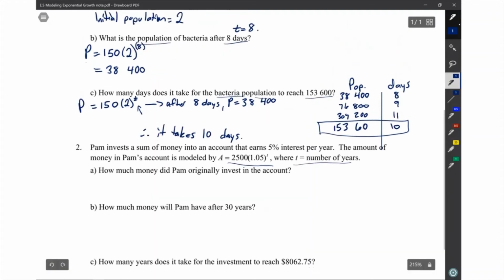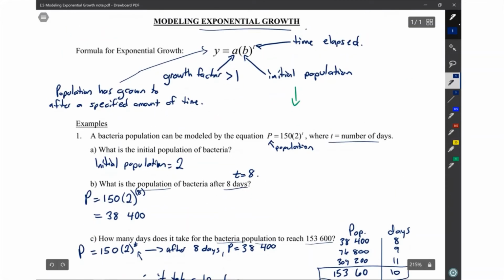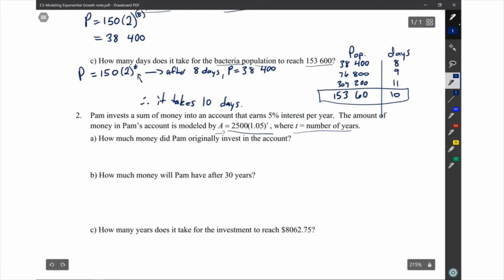Well, I can compare this formula to our formula at the top. Our initial, here we call it initial population. That doesn't mean it's always, the population is a number of organisms. In this case, it's the number of dollars, and it is the initial amount. So the amount of money that Pam originally invested into the account is $2,500.